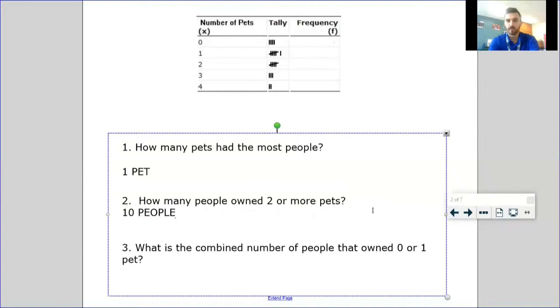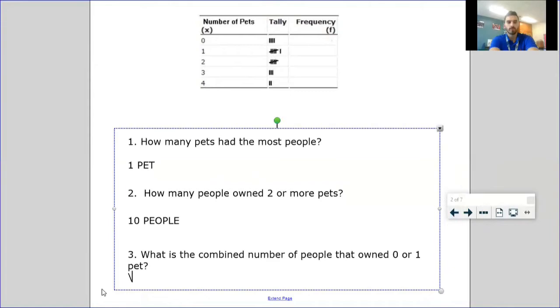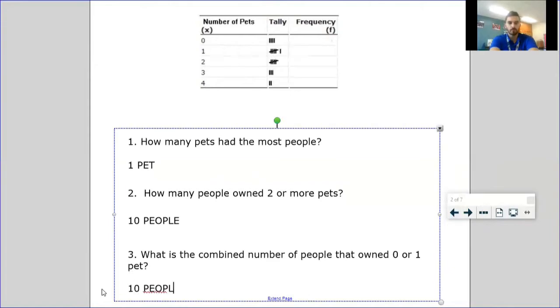Again, when I ask these questions, I want you to try and pause your video because I'd rather you get the answers instead of hearing me talk about them. And after I read number 3, pause your video, see if you can get this answer. It says, what is the combined, important word, what is the combined number of people that own 0 or 1 pet? So you had 4 people who owned 0 pets. You had 6 people who owned 1 pet. Combined means I have to add 6 plus 4. That would have also been an answer of 10 people. So that is just a quick example of a frequency table.